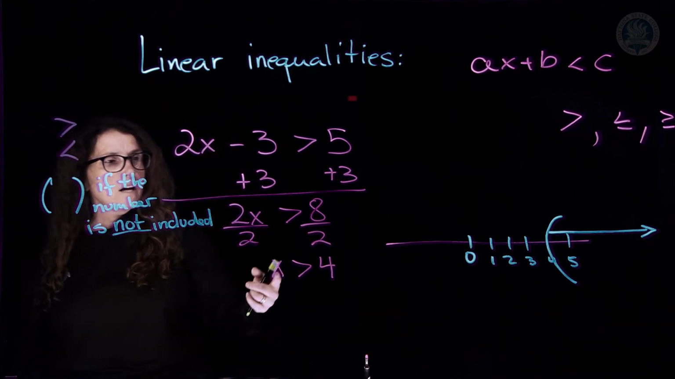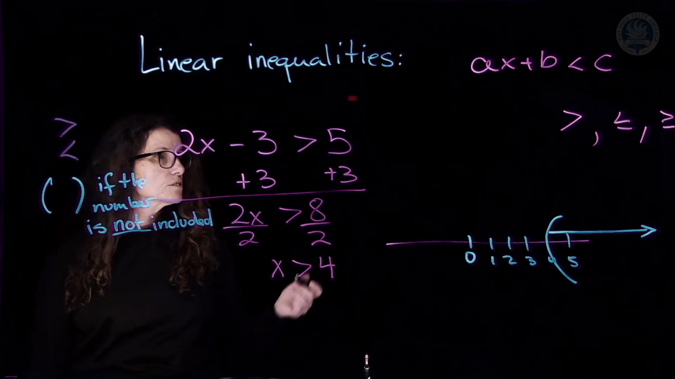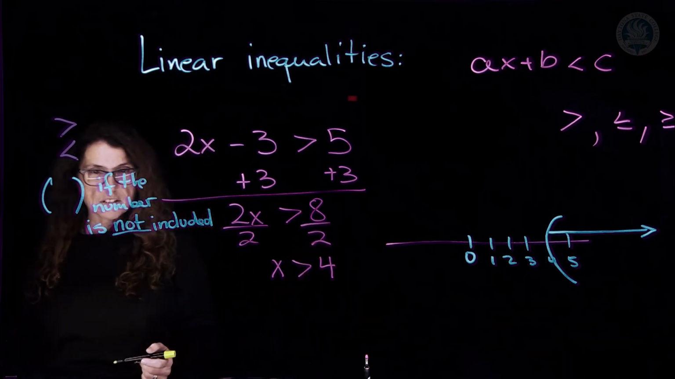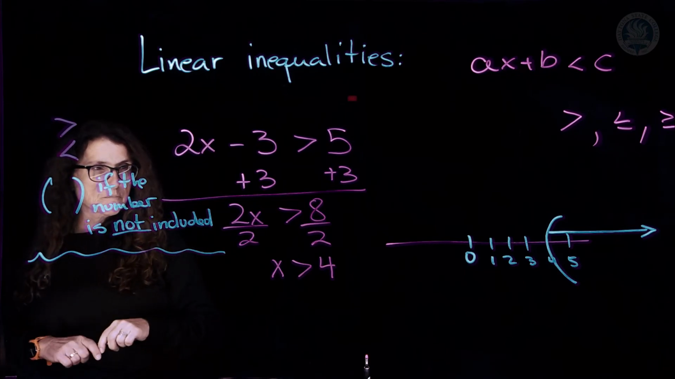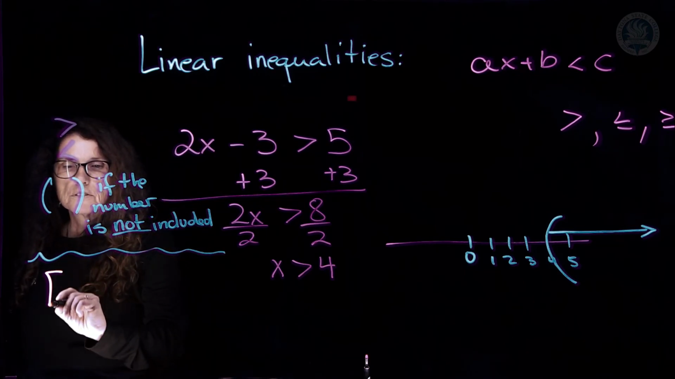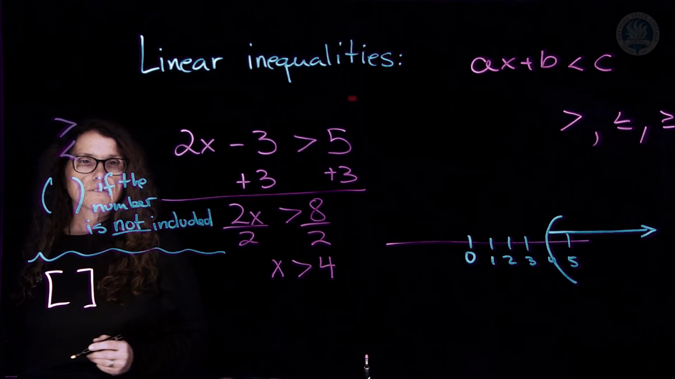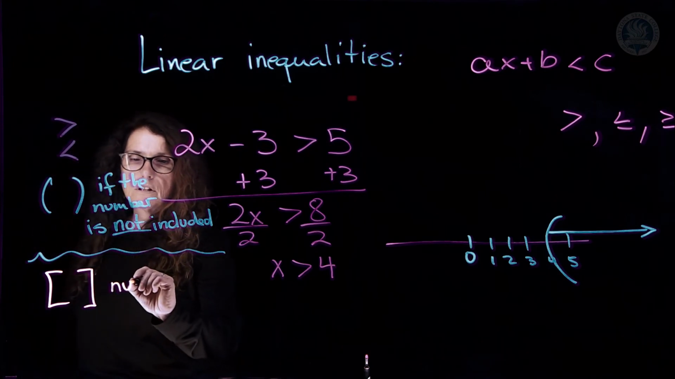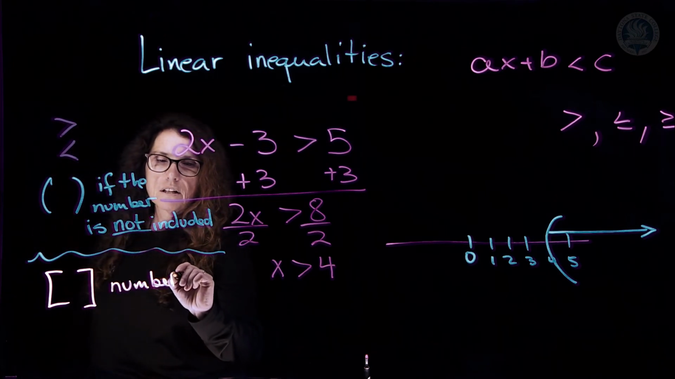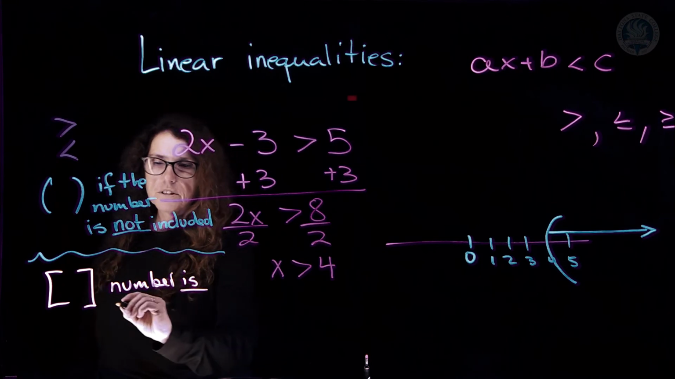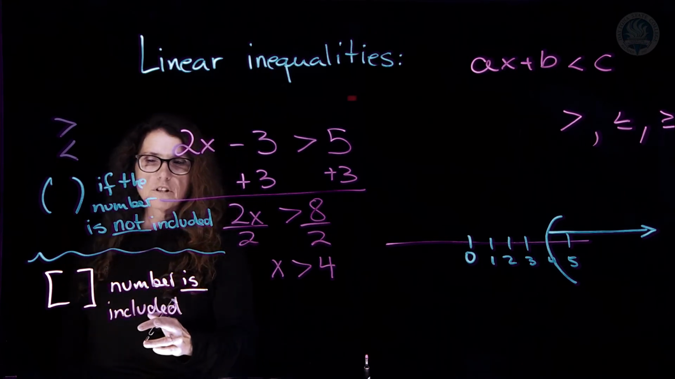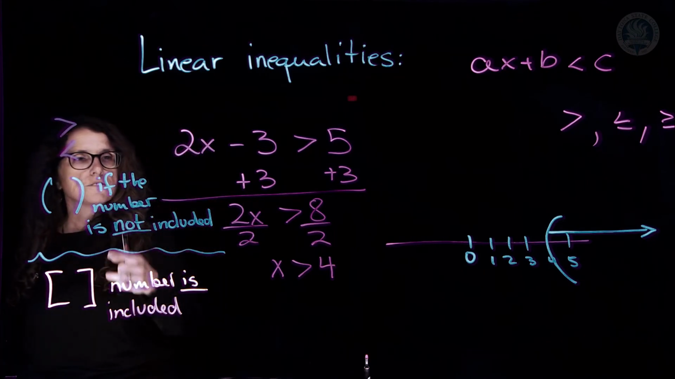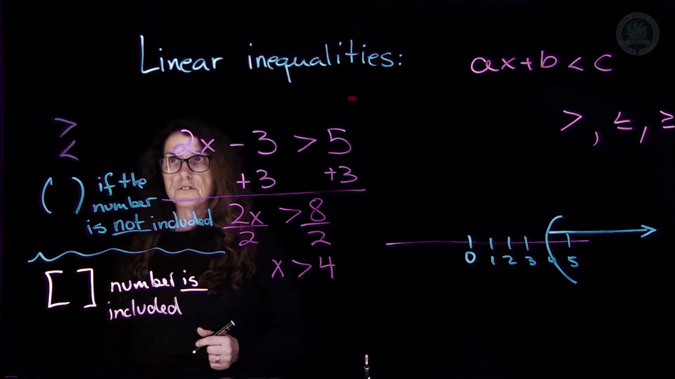If we're having an example that says greater than or equal to or less than or equal to, we need brackets to express our solution. So brackets like so, and that means the number is included in the solution set. Number is included, number is not included in the solution set.